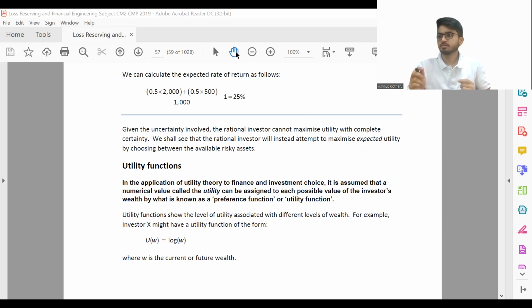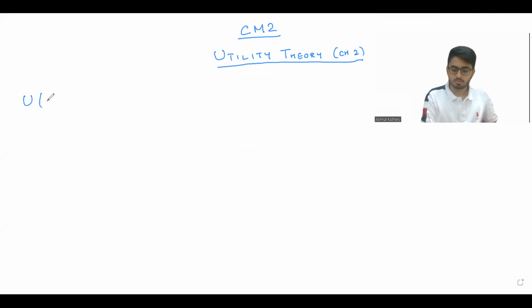After utility function, within brackets, just write U(W). This is how we denote a utility function, where W corresponds to wealth and U(W) corresponds to the utility associated with that wealth.